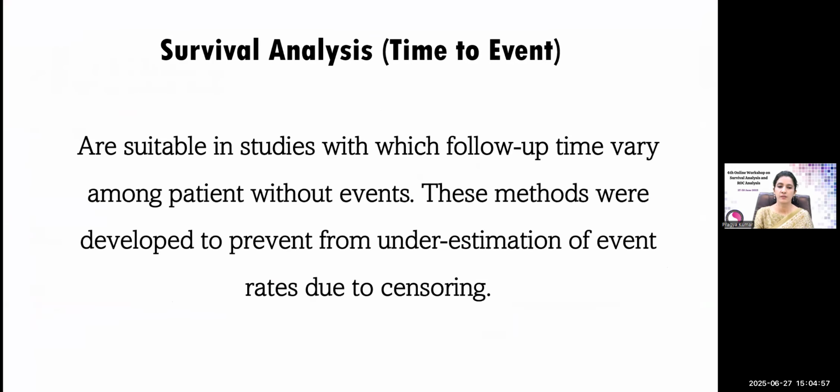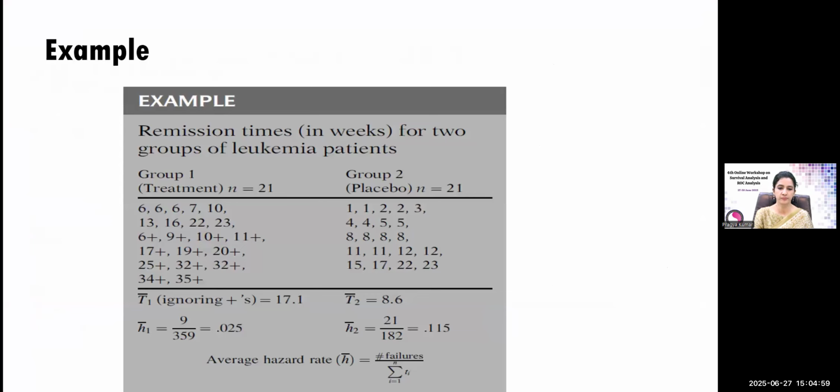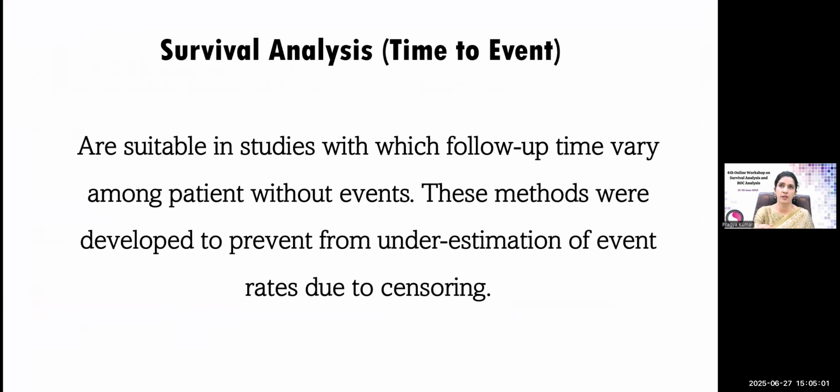Now coming to survival analysis again. These methods are suitable for studies in which we have a variable time to event, a time to event or the follow-up time with us. These methods were developed to prevent underestimation or overestimation. There could be two things; here it is written only underestimation. We'll show with one example how, if you don't take censoring into account, it overestimates or underestimates the survival time.